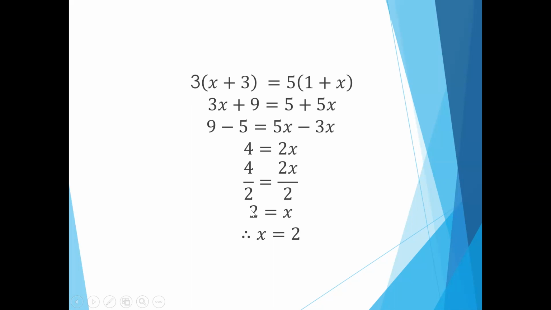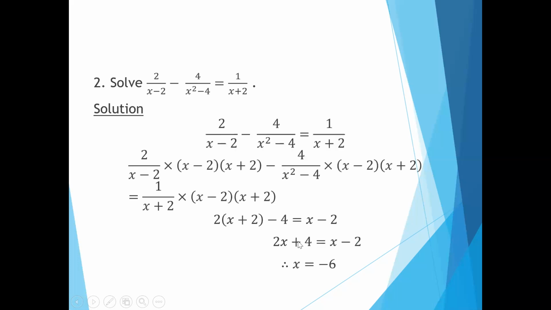So we get 4 on 2, 2x on 2. So this 2 divides itself 1 and divides this 2, 1. So we get x here. Then 2 divides itself 1 and divides this 4, 2. So we get x is equal to 2. So we say that therefore x will give us 2.